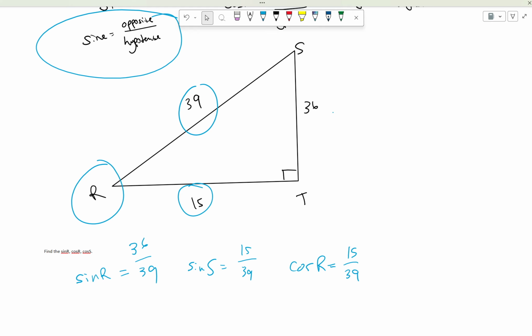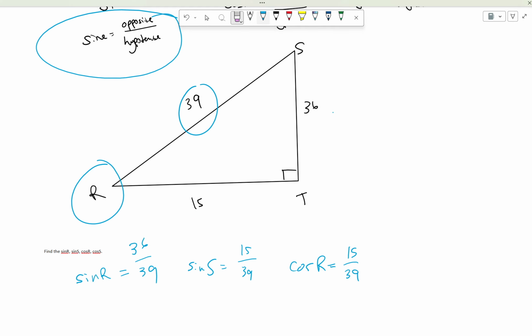And then, for fun, we did the cosine of S too. Oh, I'm sorry. We were supposed to do the sine of S. Forgot to put that down there when we were working. So we have the sine of S, sine of R, sine of S, cosine of R, and then last but not least, we're going to do the cosine of S.